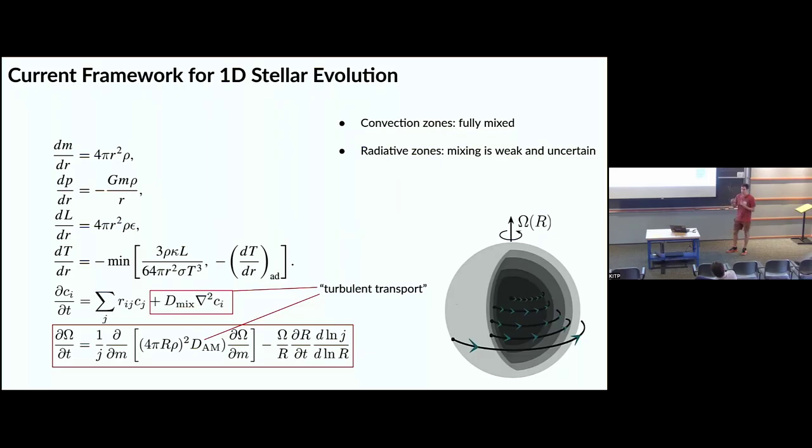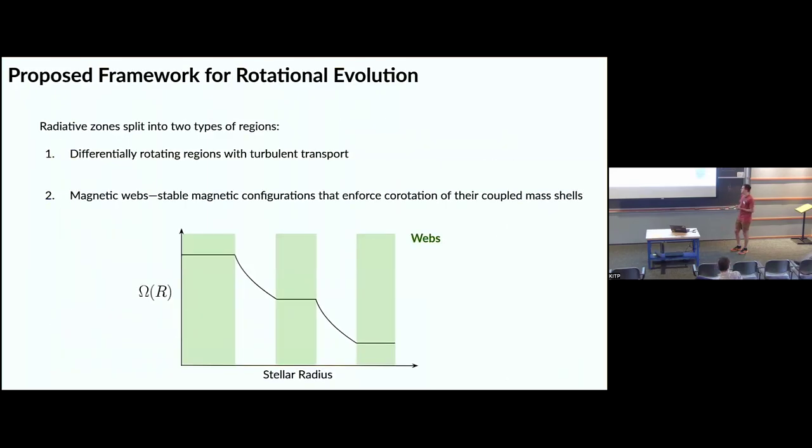And the way this is modeled in the 1D models is basically through the parameterization of these local diffusion coefficients. So you have a mixing coefficient for chemical mixing and some effective diffusion coefficient for mixing angular momentum. Okay, so this is how something like the MESA stellar evolution code is set up. And the idea behind this paper was to propose a new framework for thinking about rotational evolution in stars.